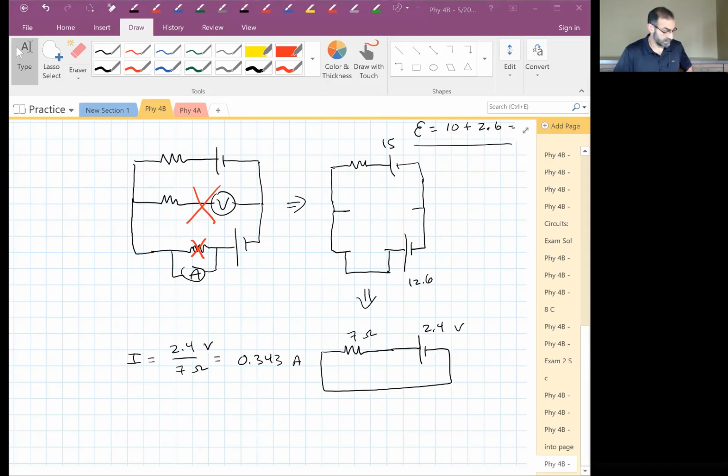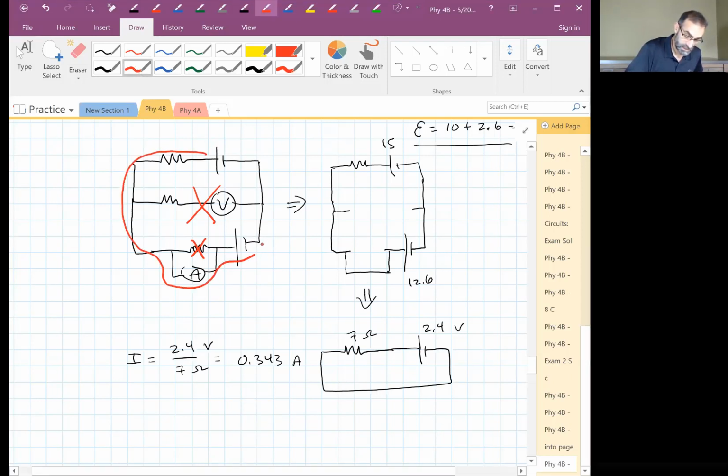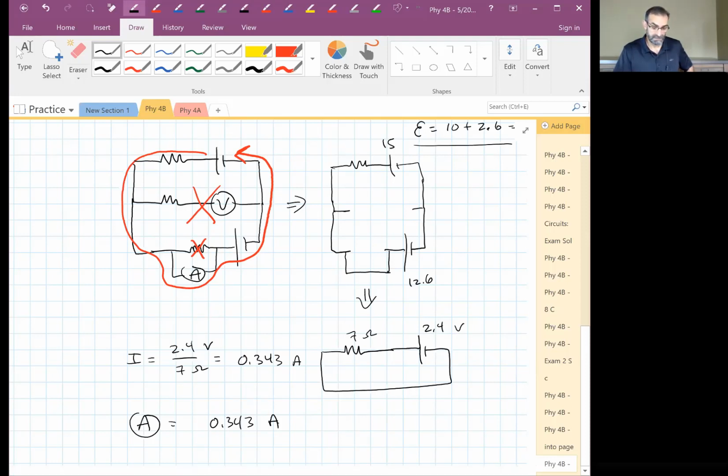Okay. So let's look back. What was the question? What do the meters read? All of this current is going through that ammeter, right? All of the current is going through the ammeter. So the ammeter reads that current. And the voltmeter, what does it read?